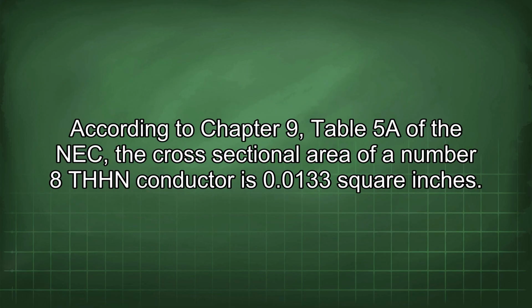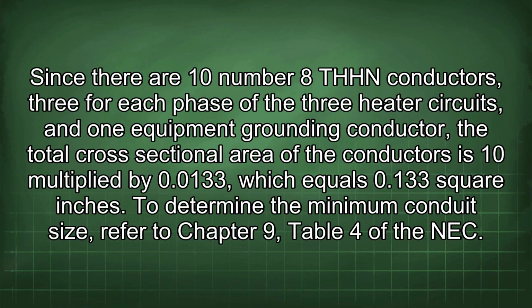According to Chapter 9, Table 5 of the NEC, the cross-sectional area of a number 8 THHN conductor is 0.133 square inches. Since there are 10 number 8 THHN conductors, 3 for each phase of the 3 heater circuits, and 1 equipment grounding conductor, the total cross-sectional area of the conductors is 10 multiplied by 0.133, which equals 1.33 square inches. To determine the minimum conduit size, refer to Chapter 9, Table 4 of the NEC.